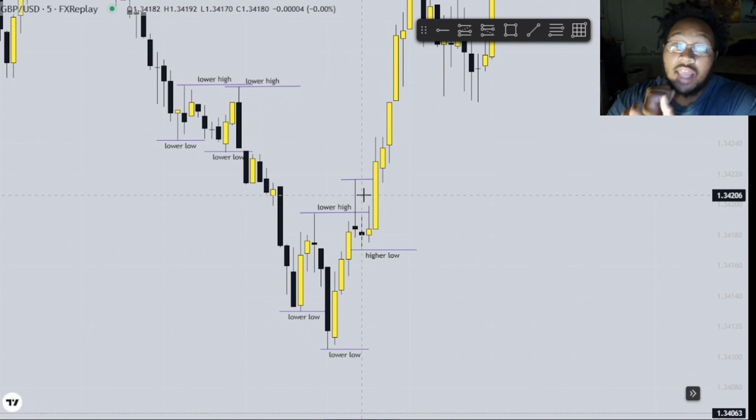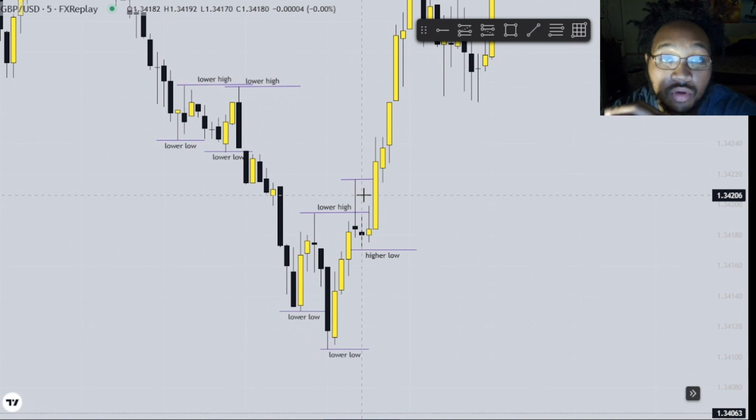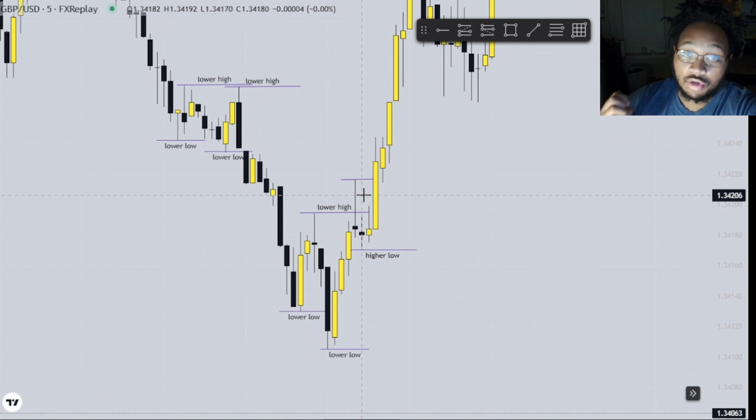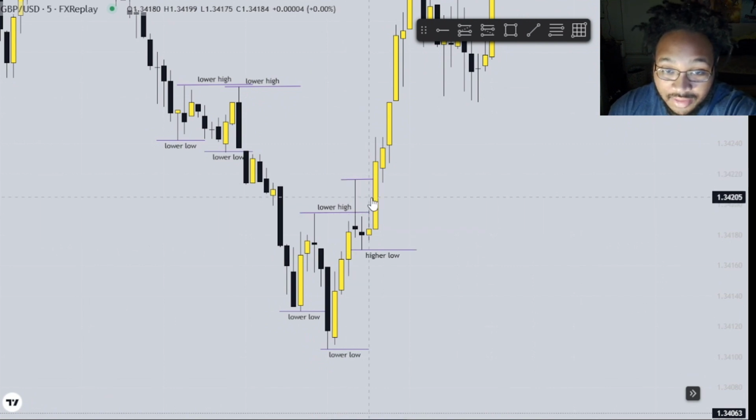Guys, a candle body close is more important than a wick. A candle body is full of pure price action. All a wick means is that's where price went but failed to stay. So a body is more important and holds more information and weight than a wick does. So as you can see right here, it closed over the high.